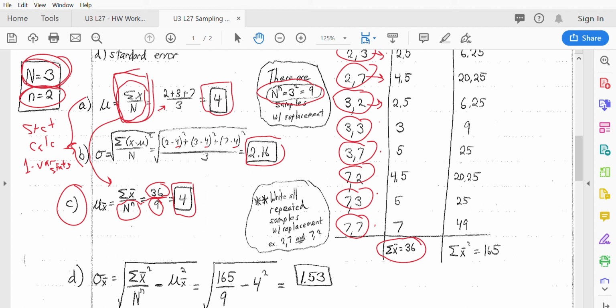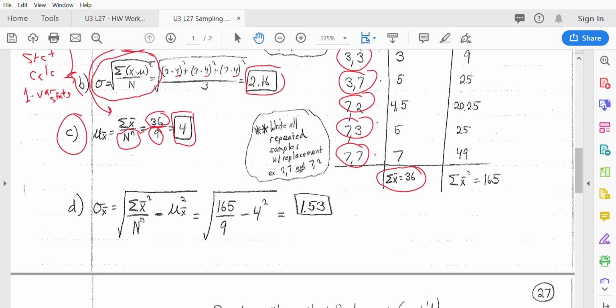Last but not least for number 1. Okay, let's do part D. Now, what we learned back at the beginning of the year was that there was a definition formula for standard deviation, which is what you see in part B, but there was also a computational formula that we learned right beside it. You can go back in your notes and check. And the computational formula for standard deviation looked just like what I wrote here in part D. Okay, and so it's the sum of the x bar squares divided by the number of samples, which is big N to the power of little n, minus the mean squared.